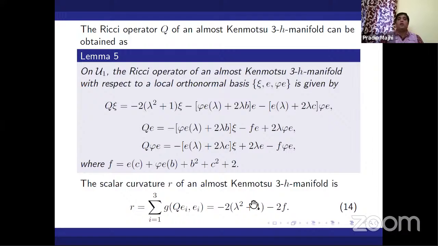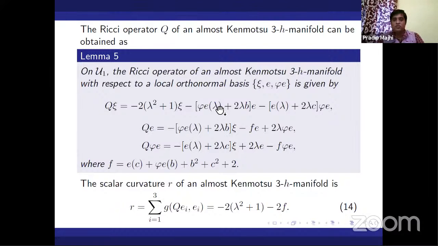Okay. Now we find the coefficients of the Ricci operator Q. These are all the coefficients; this is again a calculation, and I am omitting that part. On U1, the Ricci operator of an almost Kenmotsu 3-h manifold with respect to a local orthonormal basis xi, e, phi is given by this. These are all the coefficients of the 1-1 type Ricci operator Q. And it is known that the scalar curvature r is the trace of the Ricci operator Q.